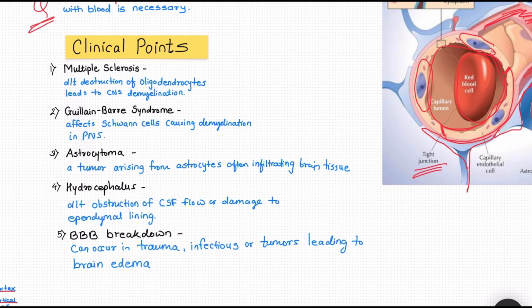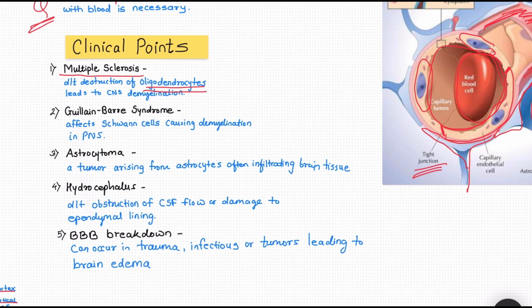The first one is multiple sclerosis. It occurs due to destruction of oligodendrocytes. In the previous lecture we saw what oligodendrocytes are. These are helpful for forming the myelin sheath around the axons in the central nervous system. Multiple sclerosis happens because of destruction of oligodendrocytes, which leads to CNS demyelination.